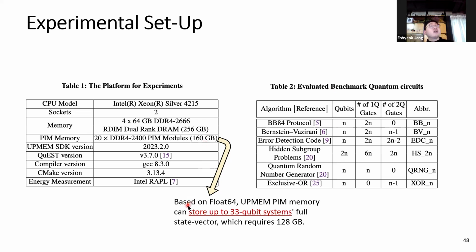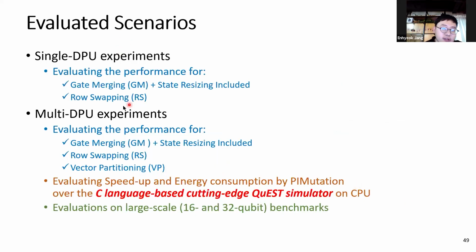If we adopt the float64 data type, the UPMEM PIM memory can store up to 33 qubit systems for the full state vector. We actually simulate up to 32 qubit systems for our evaluations. We evaluate the single DPU experiments and the multi-DPU experiments, and we compare against the state-of-the-art C language-based high-speed QASM simulator on CPU.